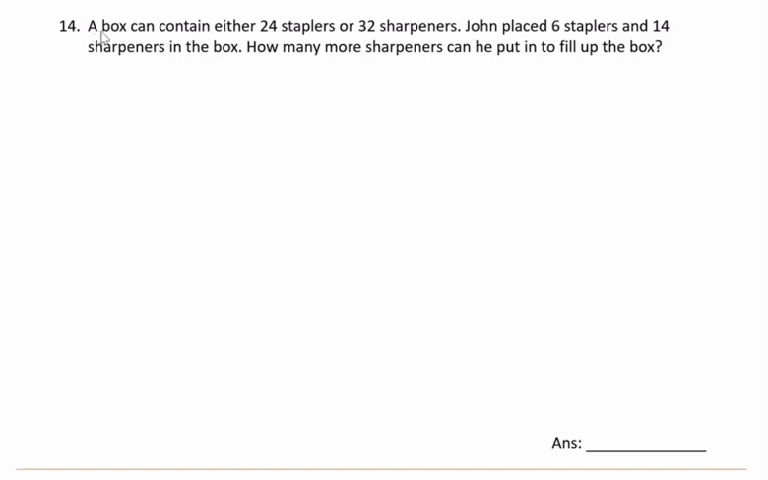Okay, what does this question mean? This first sentence, a box can contain either 24 staplers or 32 sharpeners. So that means the space in the box, either 24 staplers or it can fit 32 sharpeners. So that means 24 staplers is actually equal to 32 sharpeners. Okay, that's the amount that the box can contain.